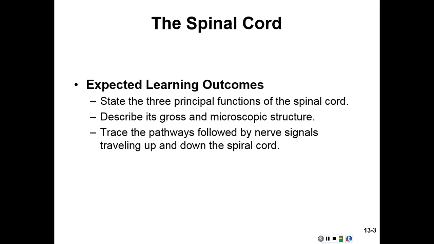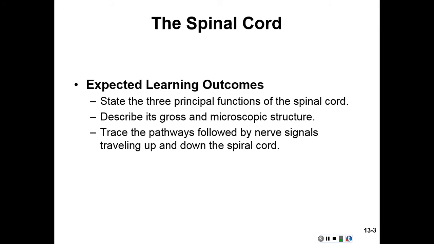Alright, some of the learning outcomes in this chapter: the basic functions of the spinal cord, the microscopic and gross anatomy of the spinal cord in terms of histology and the dissection of the spinal cord, and we're going to be looking at the pathways in terms of your ascending and your descending tracts that travel impulses from the periphery into the central nervous system.